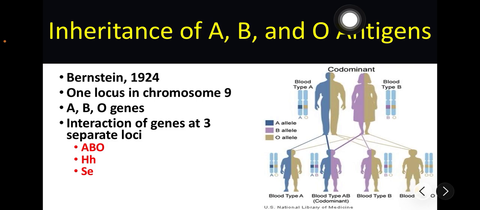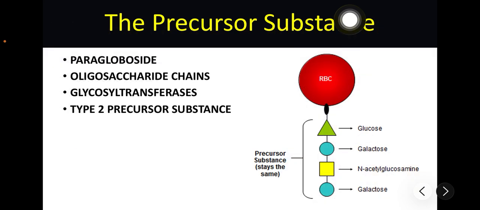Now let's talk about the precursor substance. A precursor substance is a basic material or a base that is converted into another substance by adding a specific constituent such as a sugar residue. In immunohematology, it serves as the antigen building block upon which blood group markers are constructed.